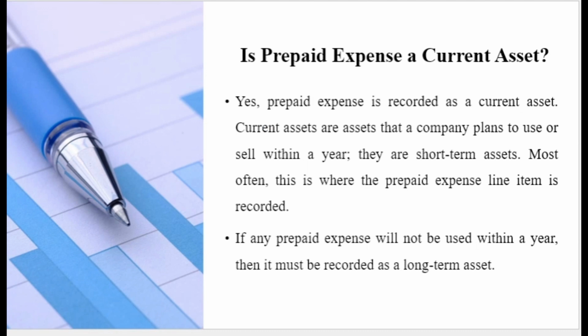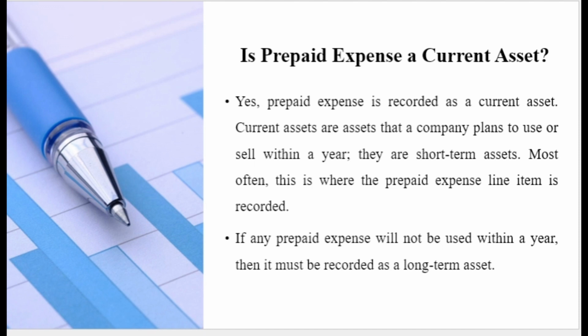Next, is prepaid expense considered a current asset? Yes. All this video we say about the current asset as prepaid expense would be shown under the current asset. Prepaid expense is recorded as a current asset. Current assets are the assets that a company plans to use or sell within a year, when they are going into liquidation or when they want to have some working capital. Current asset is the one which they look for. They are actually short-term assets. They are short-term in nature. Most often this is where the prepaid expense line item is recorded, as it is short-term in nature.